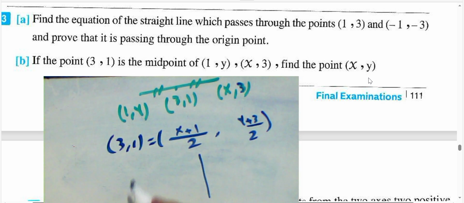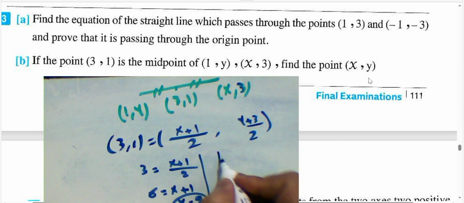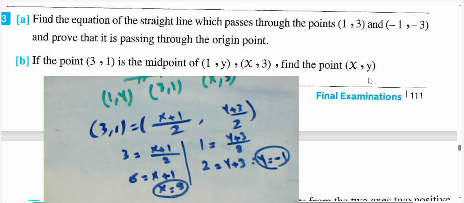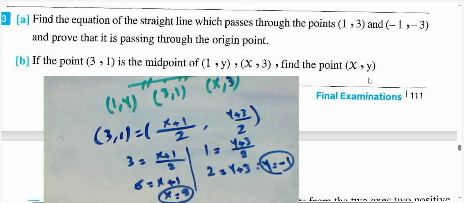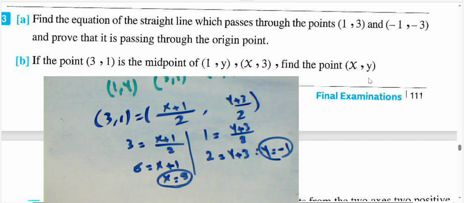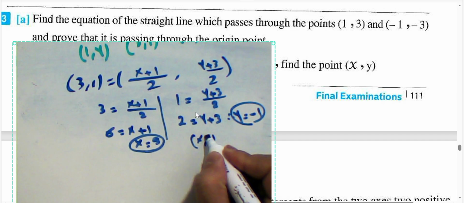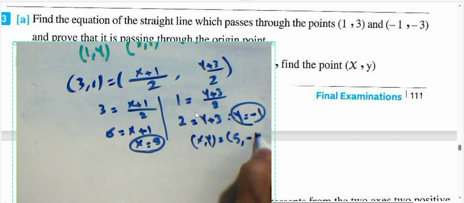Then we can write the equation. First coordinate: 3 equals (x plus 1) over 2, 2 times 3 is 6, 6 equals x plus 1, then x will be 5. And here 1 equals (y plus 3) over 2, 2 times 1 equals 2, 2 equals y plus 3. Then y equals 2 minus 3, which is negative 1. We have x equal 5 and y equal negative 1. The point which lies in the middle is (5, negative 1).